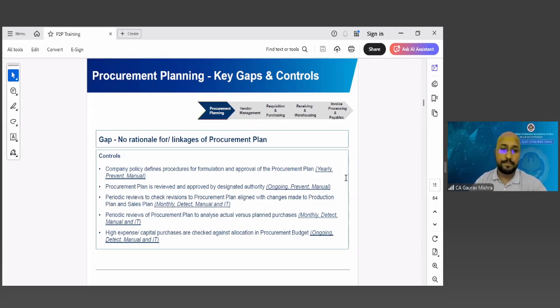Now coming to the part of the procurement planning, these are some of the illustrative risks. These are not the exhaustive risks. First of all, we discussed that we need to correlate how these risks relate to the particular process.